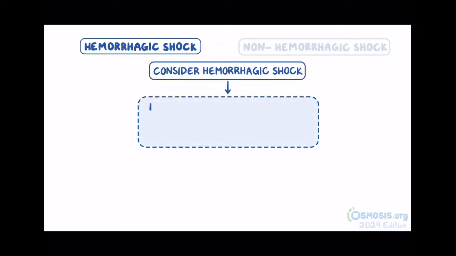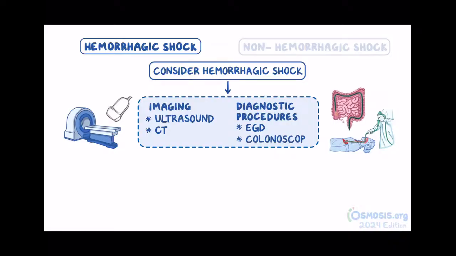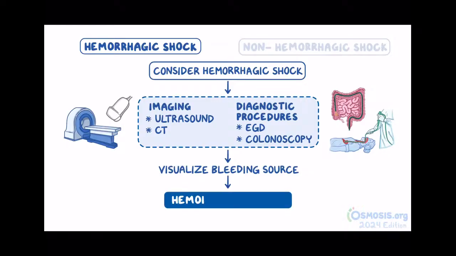So, your next step is to order imaging methods like ultrasound and CT, as well as diagnostic procedures such as EGD or colonoscopy to visualize the bleeding source, which, if found, supports the diagnosis of hemorrhagic shock.